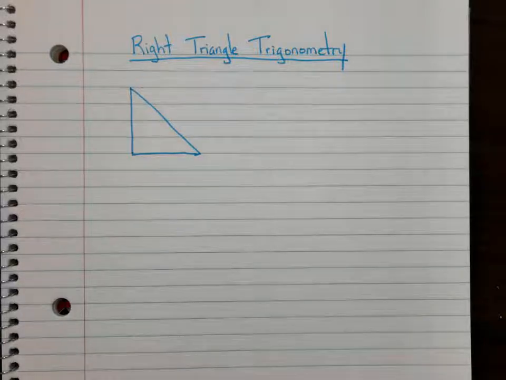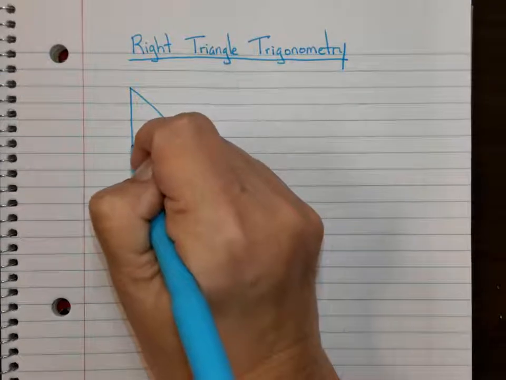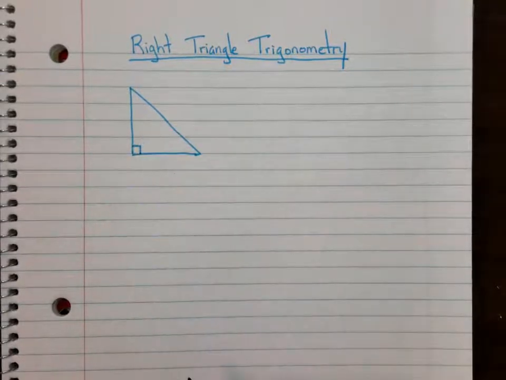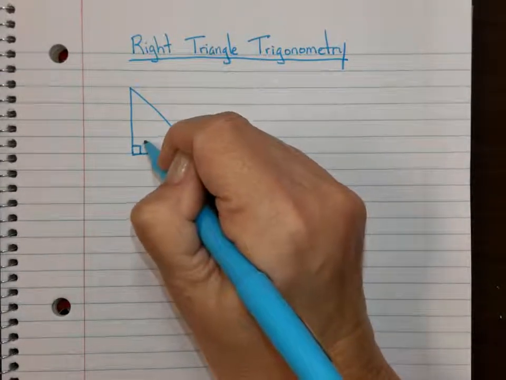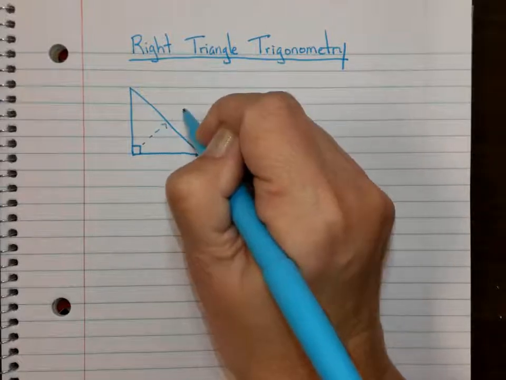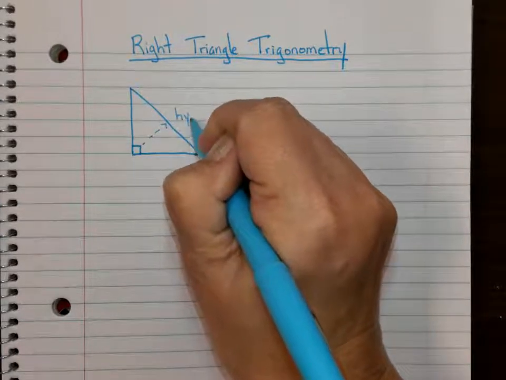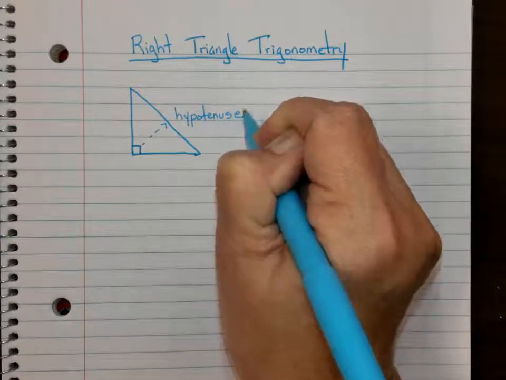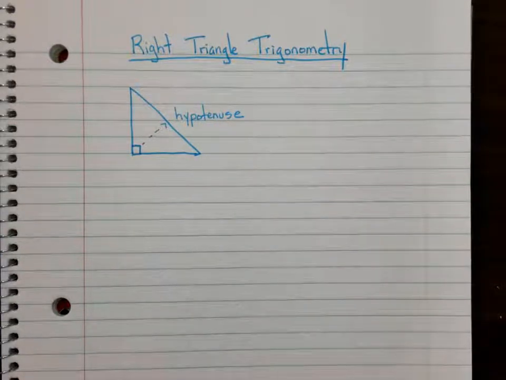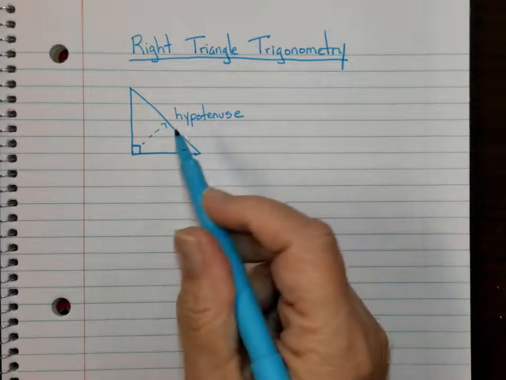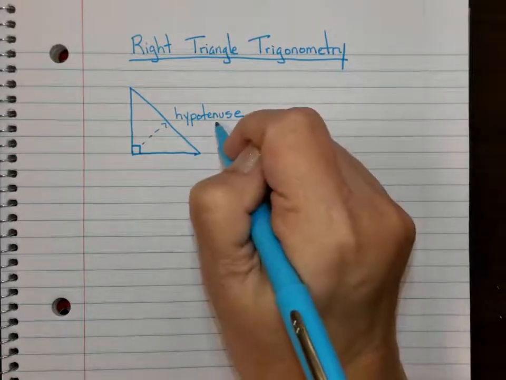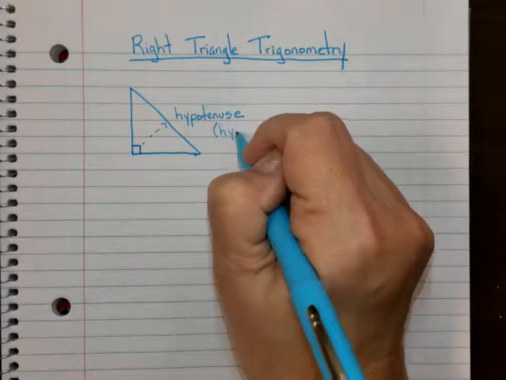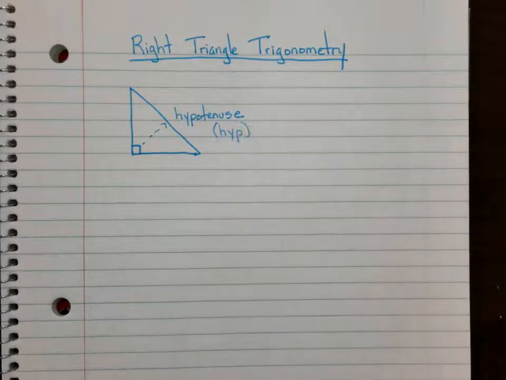Alright, so right triangle trigonometry. So we are going to have a right angle here. And so we already know that the side across from the right angle is the hypotenuse. But we will all abbreviate hypotenuse HYP. So that's going to be our standard abbreviation.